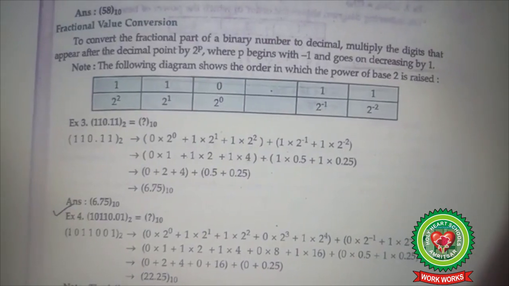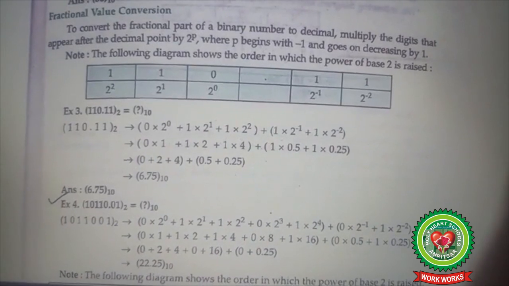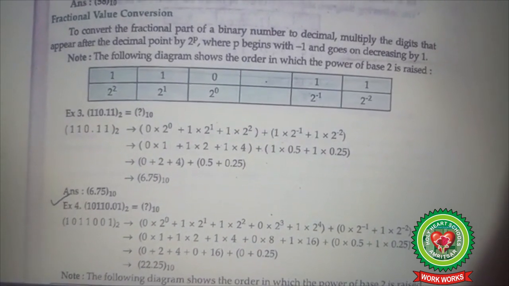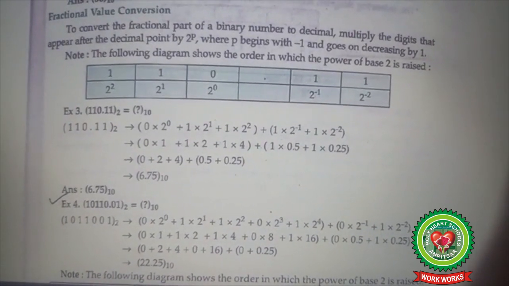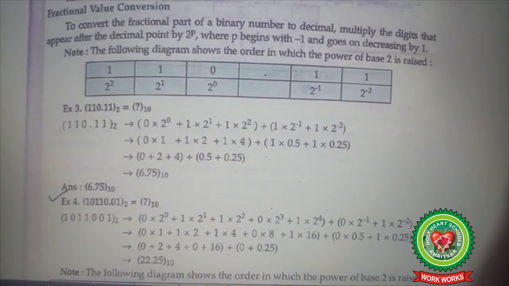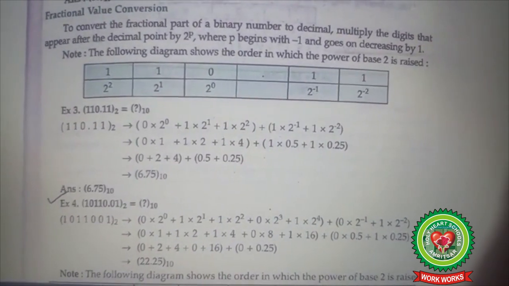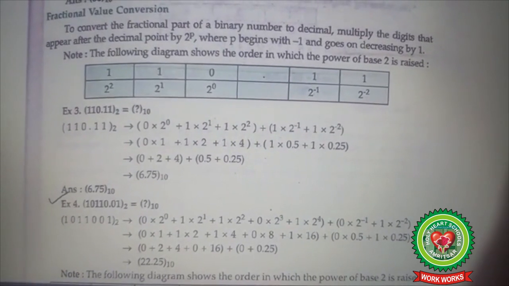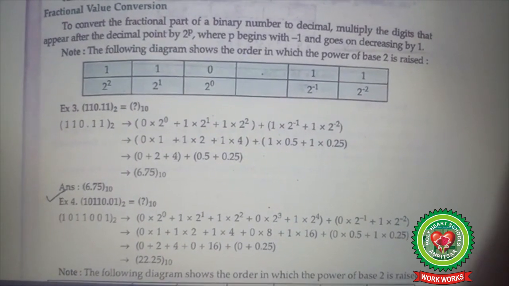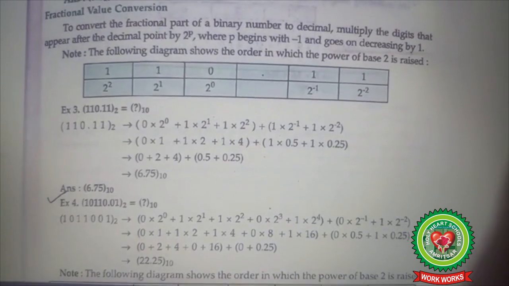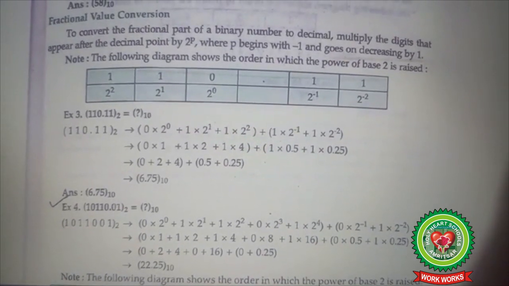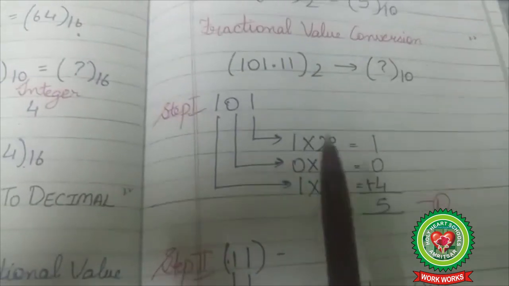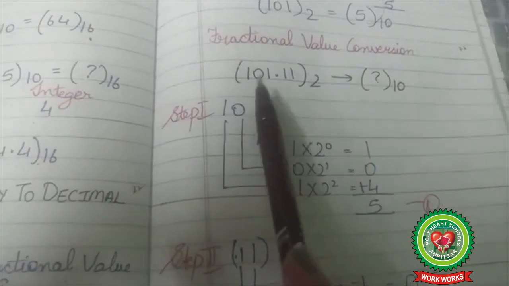Students, come to page 23. We will learn the fractional value conversion. To convert the fractional part of a binary number to decimal, multiply the digits that appear after the decimal point by 2 raised to power p, where p begins with -1 and goes on decreasing by 1. Let's do it with the help of an example.